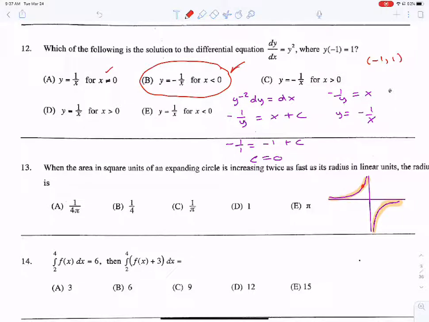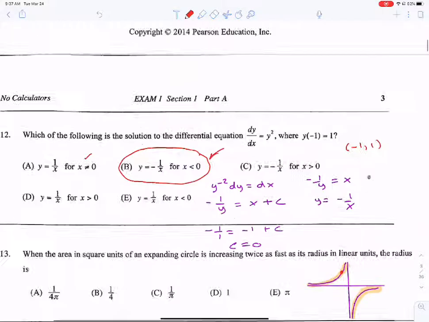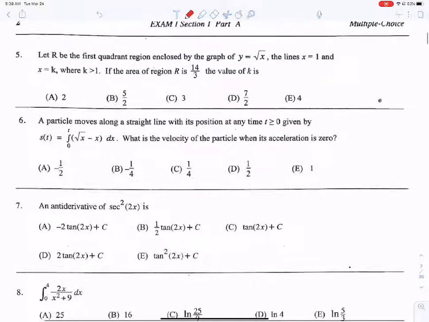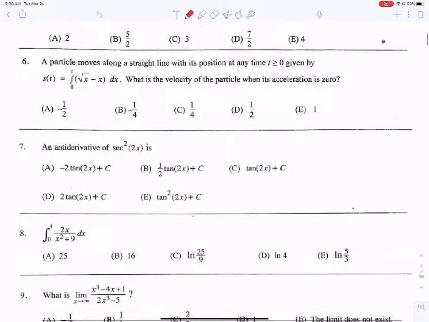Okay, then let's move on to number 6. What do we got? Okay, so a particle moves along a straight line with its position function given by this. What is the velocity of the particle when its acceleration is 0?